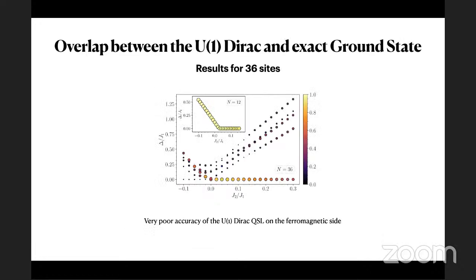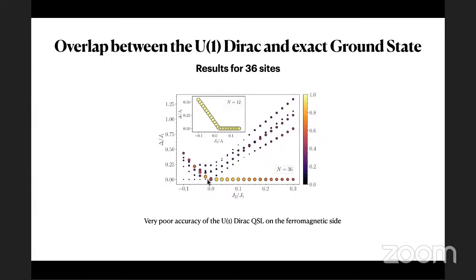Sure. Okay. So another interesting result we computed was the overlap between the U1 Dirac state and the exact ground state on 36 sites, employing exact diagonalization. In this curve, we show the overlap of this symmetrized Dirac state with a few exact eigenstates computed by the Lanczos technique. And you see for the nearest neighbor point, as you go on the antiferromagnetic side, the color and the size of the circle both denote the overlap. So the overlap remains rather finite, right? And it slowly starts going down.